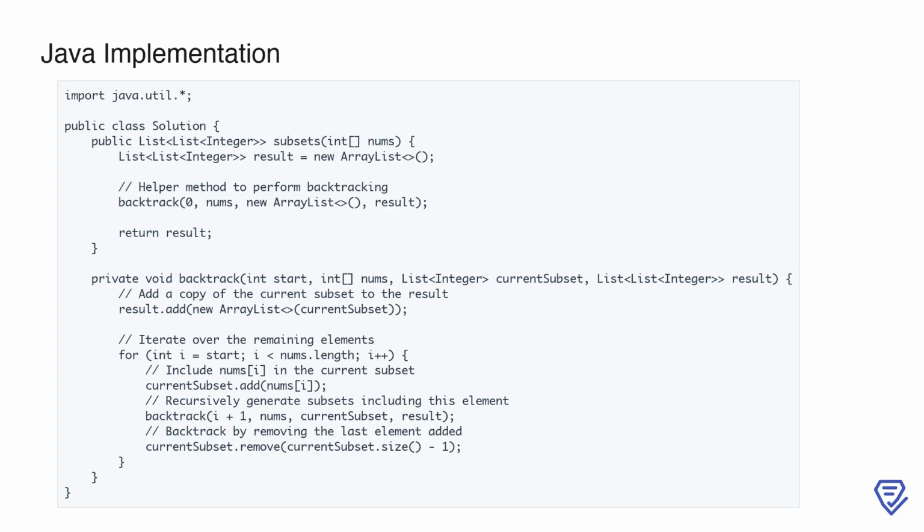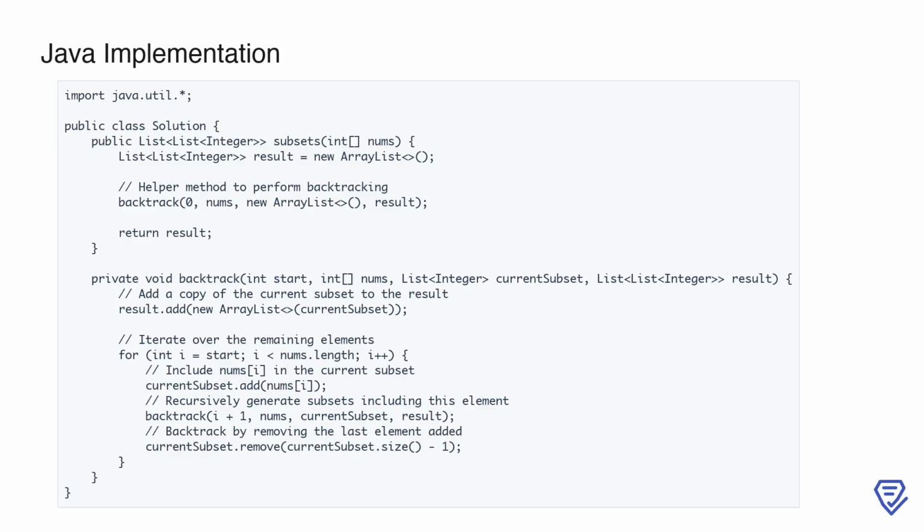This is the Java implementation of LeetCode problem number 78, Subsets. The logic mirrors the Python implementation, using recursion and backtracking to generate all subsets of the input array. Key differences include Java's type declarations, the use of ArrayList for dynamic lists, and new ArrayList(current_subset) to create copies of the subset. The method utilizes a helper function to handle recursive backtracking and ensures that all possible subsets are generated efficiently.